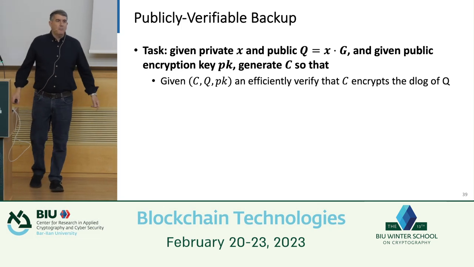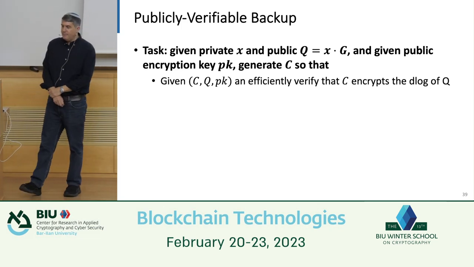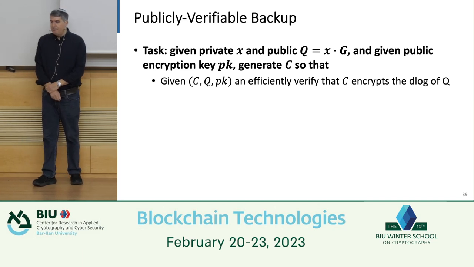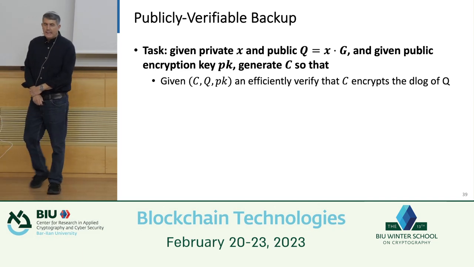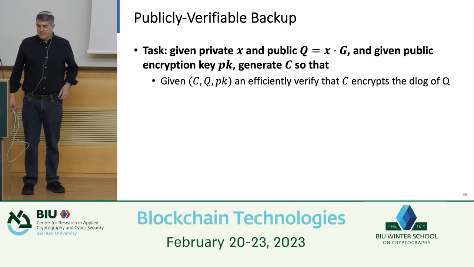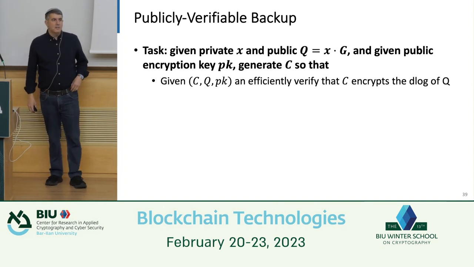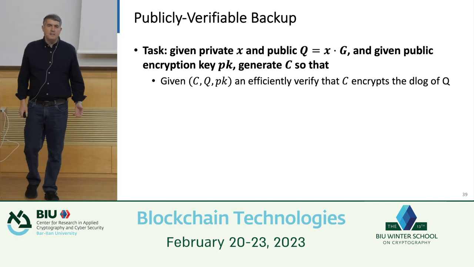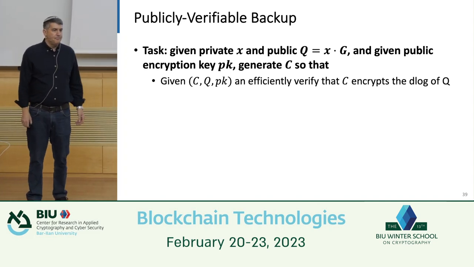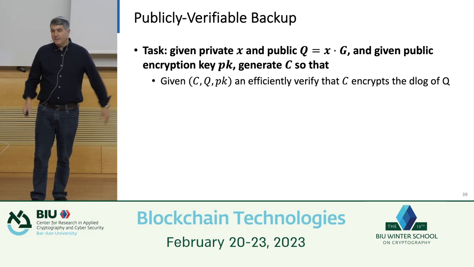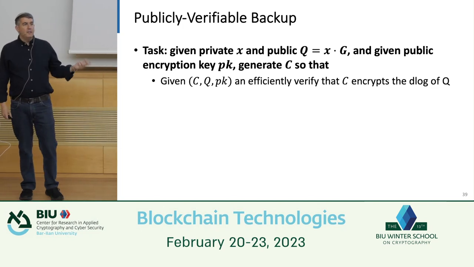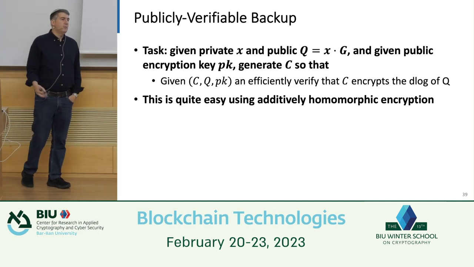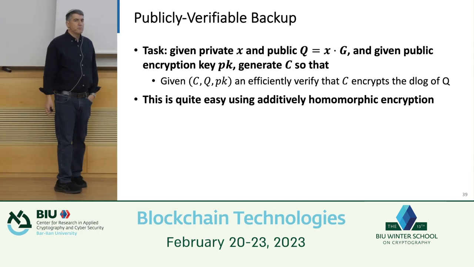Okay, so publicly verifiable backup. I'm given a private key X and a public key Q equals X times G. There's a public encryption key PK. I want to generate a ciphertext C so that if I'm given C, Q, and PK, I'm able to verify that C indeed encrypts the discrete log of Q. The discrete log of Q is the private key, and I want to make sure that indeed you've encrypted the correct thing.